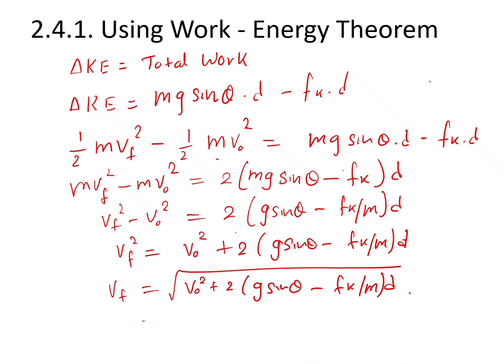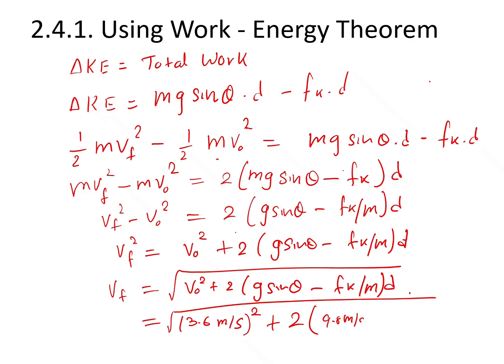Now we can substitute the values. We get the square root of 3.6 meters per second squared plus 2 times (9.8 meters per second squared times sine 25 degrees minus 71 newtons divided by 58 kilograms) times 57 meters. And this equals 18.589, which is about 19 meters per second.